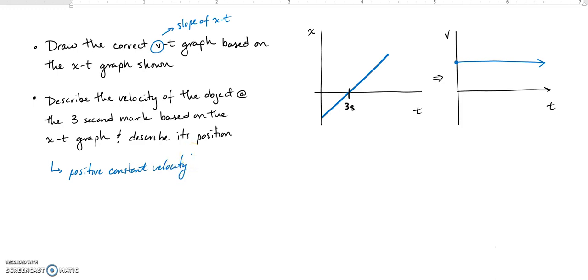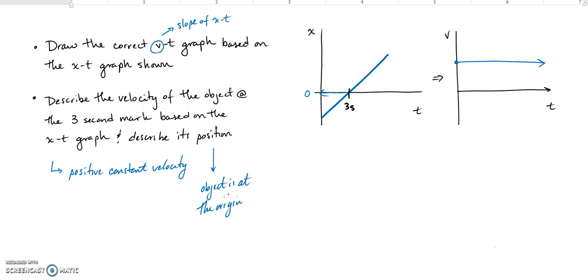And then finally it says describe the position. When we're talking about position, well, this is a position time graph, so I just read it directly. I ask myself, at 3 seconds, where is it? So at 3 seconds, I go back over and ask, where am I? Oh, I'm at 0. I'm at the origin. So therefore the object is at the origin.